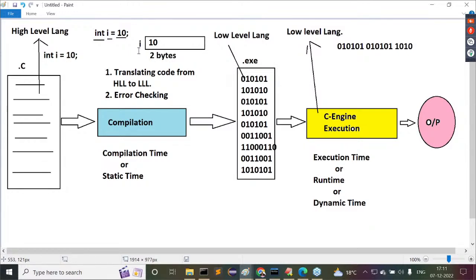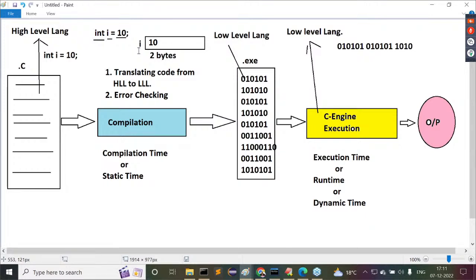Similarly, if the memory allocation is provided at runtime, then that type of memory allocation is called dynamic memory allocation. If any programming language is following dynamic memory allocation, then that programming language is called a dynamic programming language. Got my point or not?